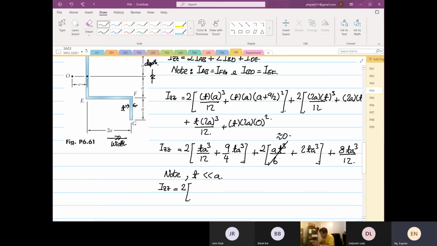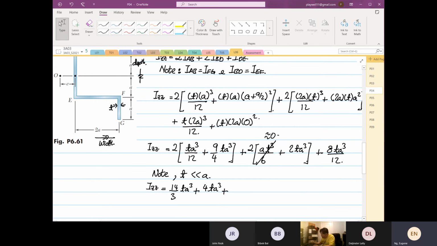9 over 4, or I just multiply them together. So 1 over 12 plus my 9 over 4 times 2 is equal to 14 over 3 ta cube, plus 4 ta cube. So I dropped the a t cube, right? So 4 ta cube, and then plus 2 over 3 ta cube.